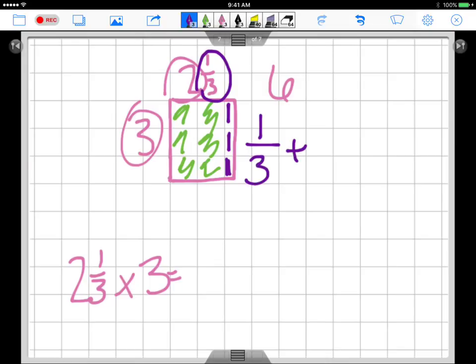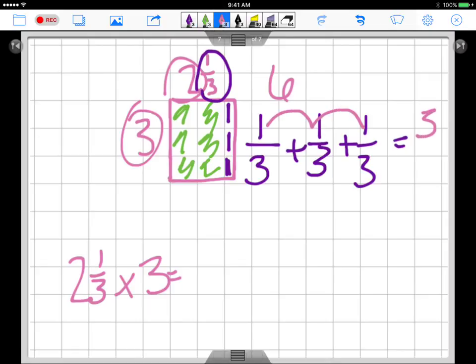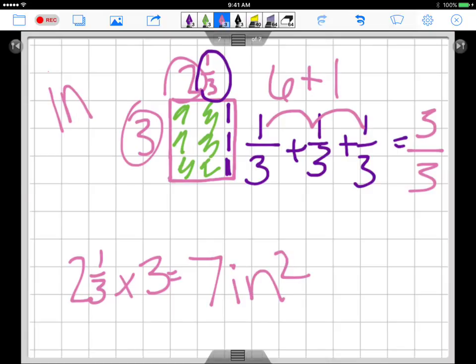So I have 1/3 plus 1/3 plus 1/3. And like we talked about today, if you add those up, we would end up with 1, 2, 3 thirds, which is the same as 1. So plus 1. 6 plus 1 is 7. Again, don't forget to put your unit. In this case, if we did inches, it would be squared inches or square inches.